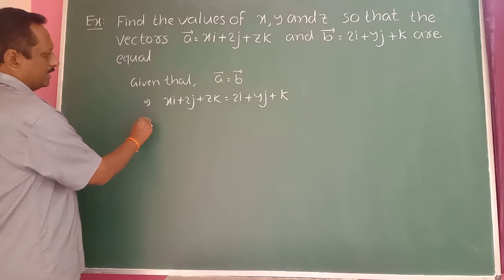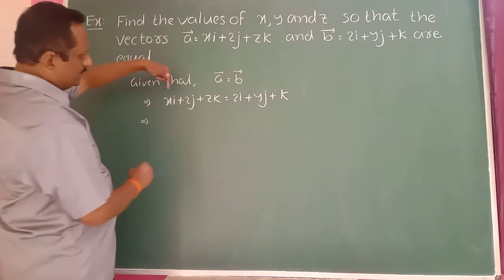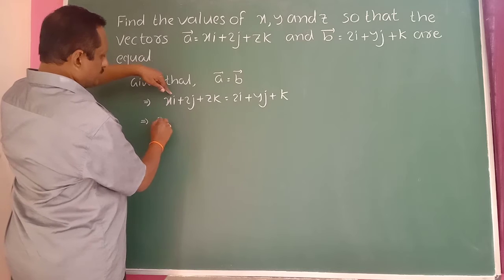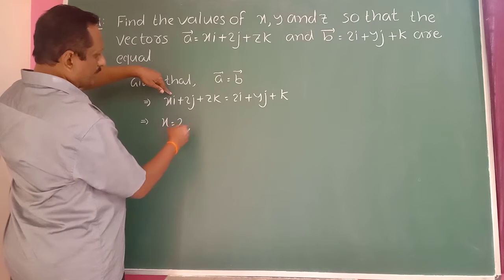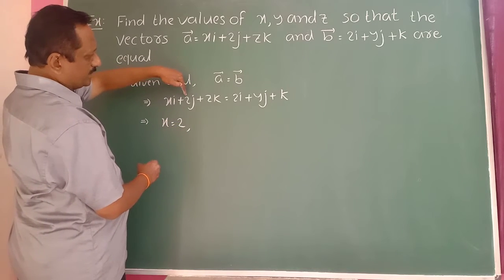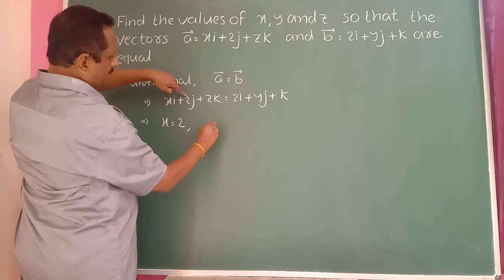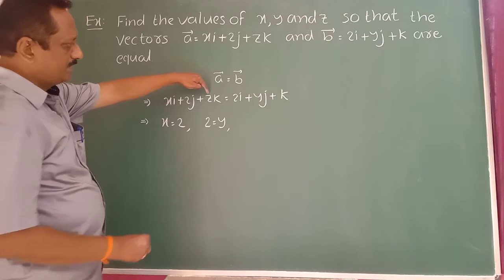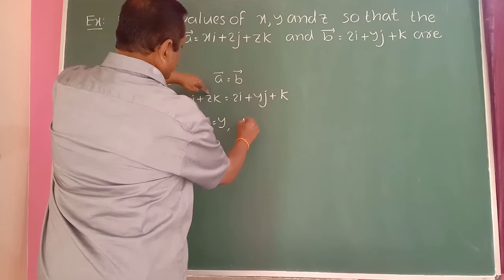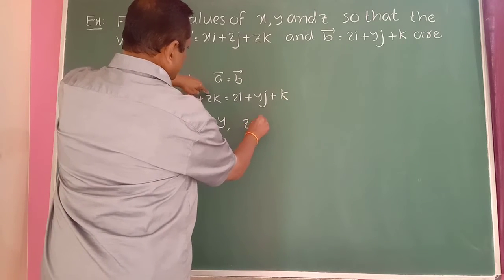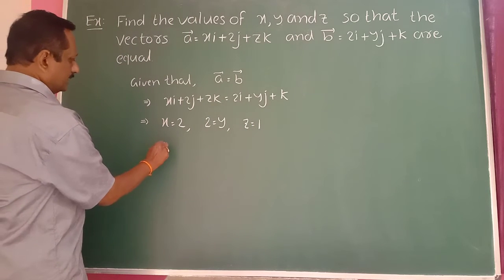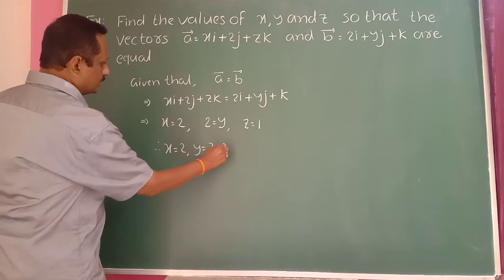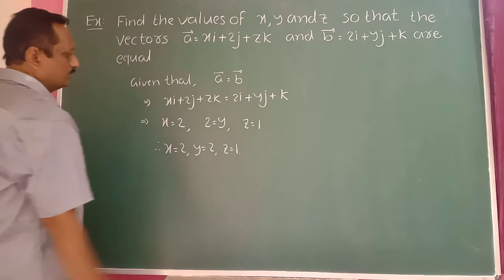Therefore, equating i, j and k coefficients: the i coefficient on the left is x, the right side i coefficient is 2, so x is equal to 2. The j coefficient is 2 and the j coefficient on the other side is y, so 2 is equal to y. And the k coefficient is z and the k coefficient on the other side is 1, so z is equal to 1. Therefore, the value of x is 2, y is equal to 2 and z is equal to 1.